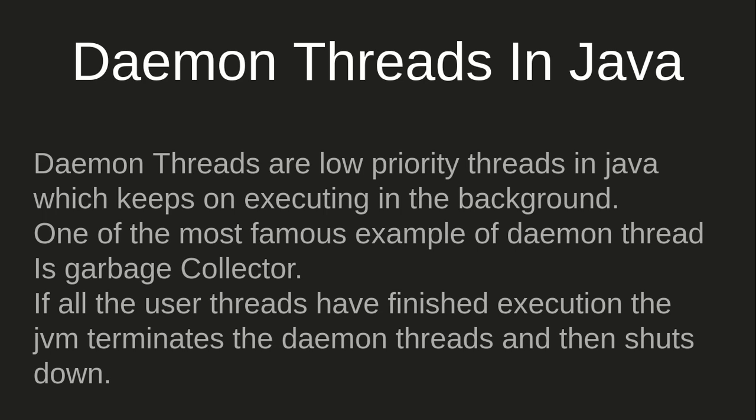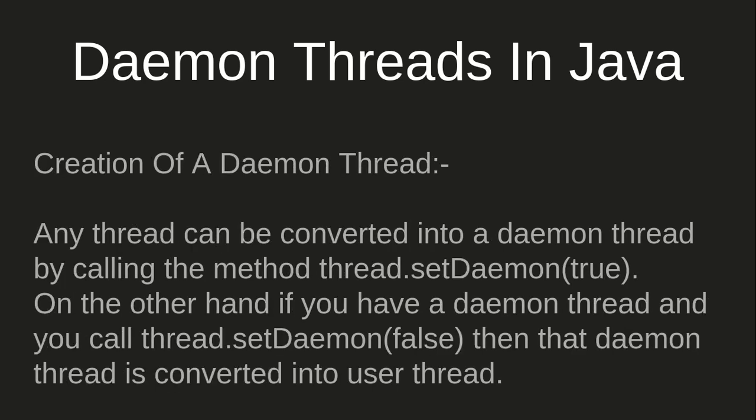Now let's go back to daemon threads. We know that daemon threads are very low priority threads, and daemon threads are the ones which execute the garbage collector. Now if all the user threads have finished execution, the JVM terminates the daemon threads and then shuts down. So basically daemon threads can't stop the JVM from shutting itself down, even if it is in the middle of some work. So if all the user threads have finished execution, the JVM will terminate the daemon thread and shut itself down.